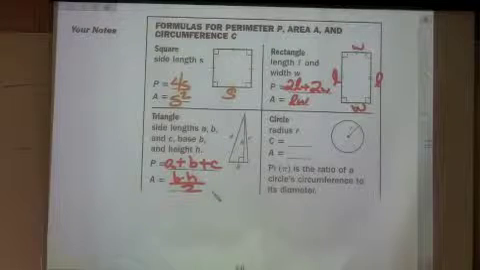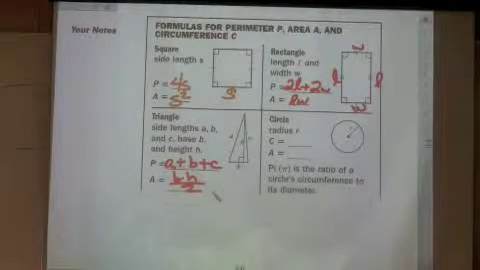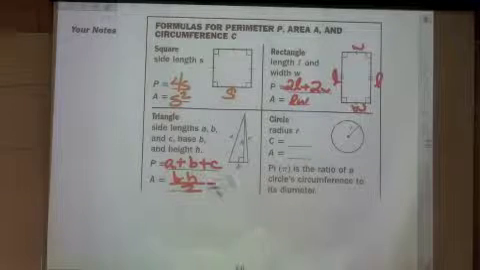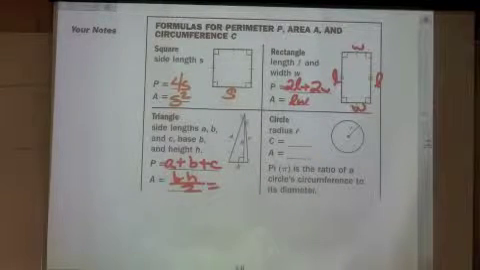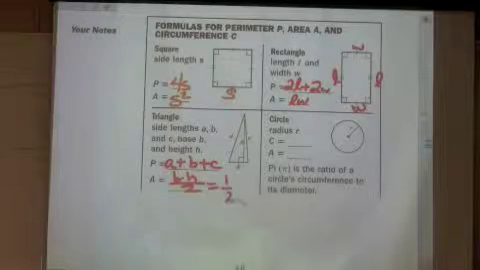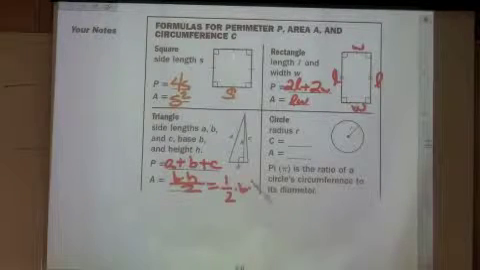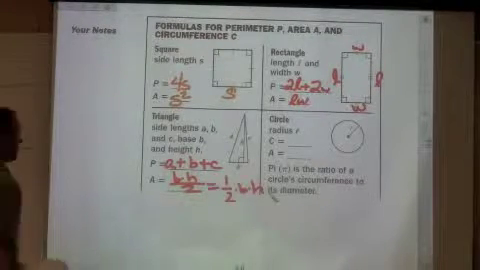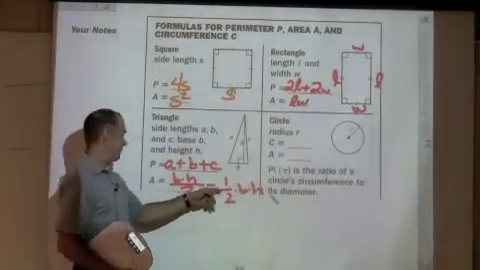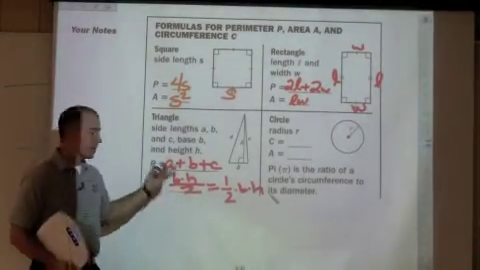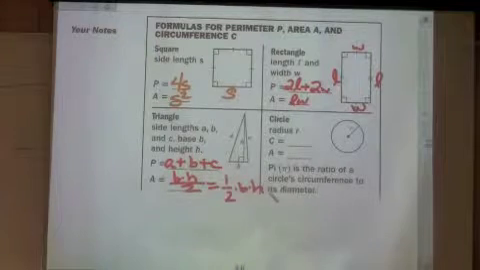Anybody know another way to find it that's equivalent to that? Maybe you've learned it a different way? 1/2 times base times height. They're equivalent. Why? Well, because when you multiply something by a half, you're dividing it into 2 pieces. So those 2 things are equivalent there.